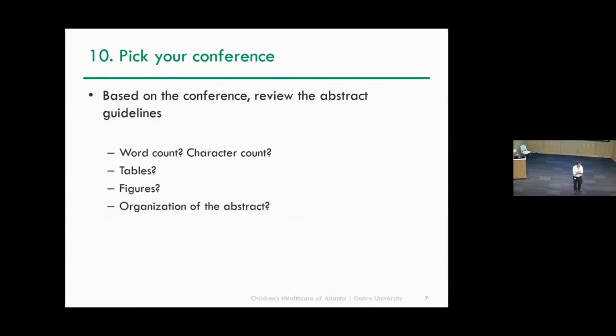Based on the conference, review the different guidelines. Different conferences have different guidelines, right? Just like different journals have different guidelines for what they want in their paper or in their abstract. Most of them will have some limit of how big it can be. For some, it's a word count limit, like 250 words. For some, it's a character limit, like 1,900 characters. Some will let you put tables or figures in an abstract.